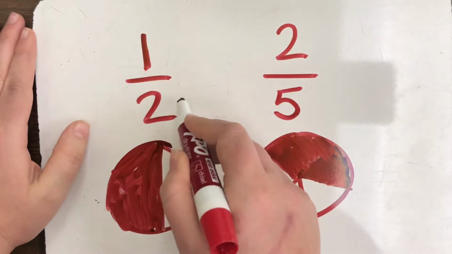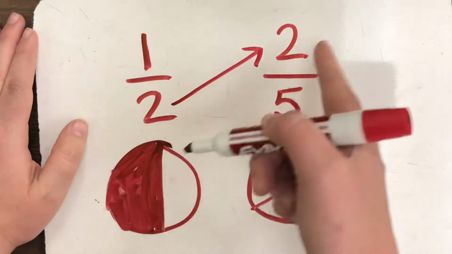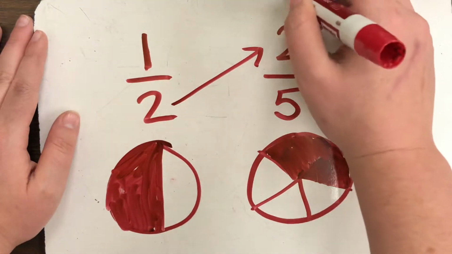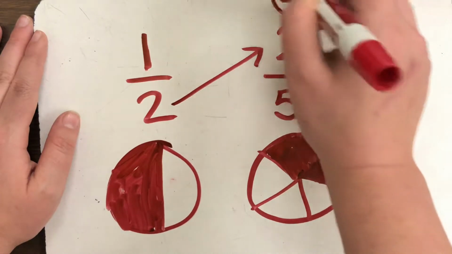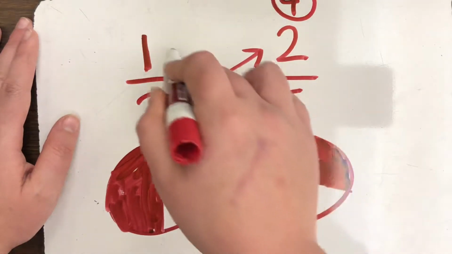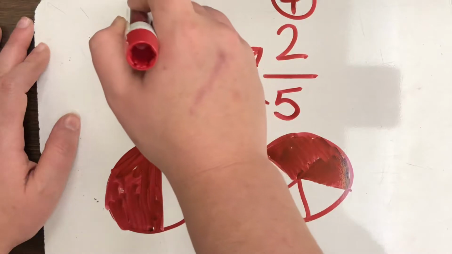You're going to start down here at this denominator and draw an arrow up to the numerator. 2 times 2 is what we're doing here. 2 times 2 is 4. And you can just write the number 4 up here. I always like to circle it or something so I know that's the number I'm looking at. Next, you're going to multiply 5 times 1. 5 times 1 is 5.